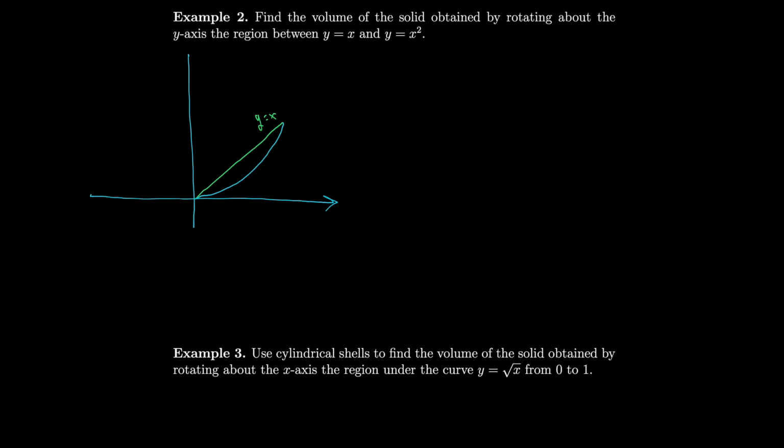And then we rotate it about the y-axis. So it rotates around over here. Okay, so let's rotate the green part around. Ends up being something like that. And then we rotate the blue part, the y equals x squared part. Need to fill that in. Okay, so now we get some solid of revolution.